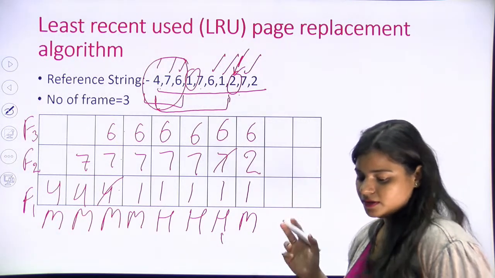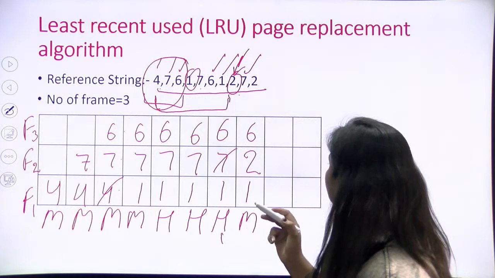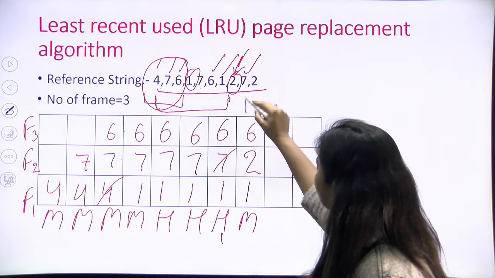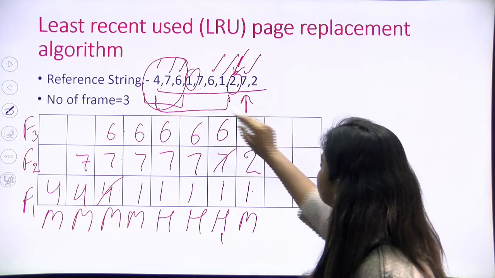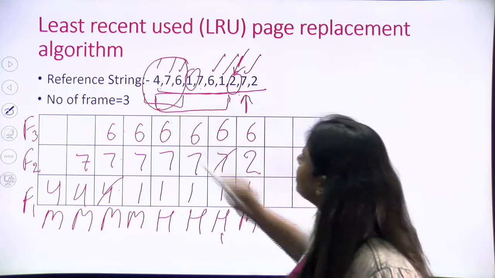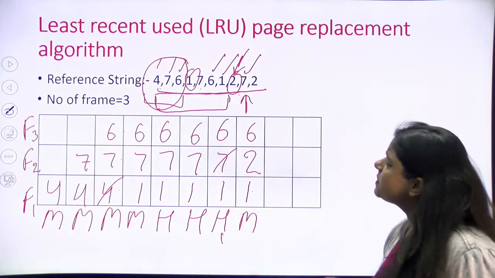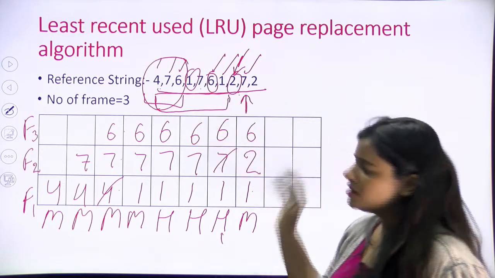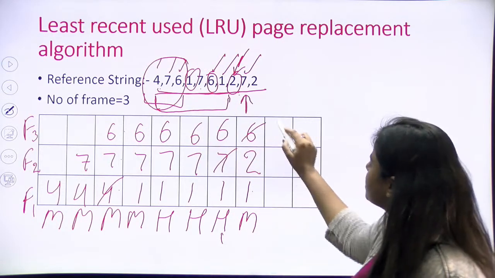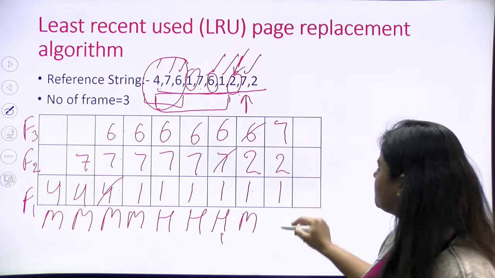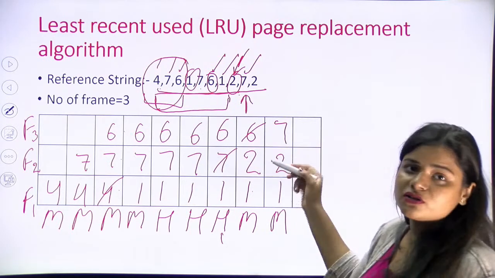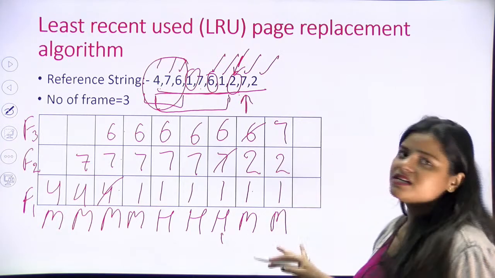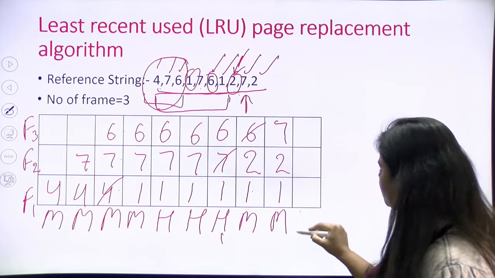Yes, Riya, Tarun, you are saying 6. Why? Because we are going to put 7, and among 1, 2 and 6 in my least recently used page replacement algorithm, among 6, 1 and 2, see 6 is at the least position. That's why I will remove 6 and put 7 over here. So this is a page miss again, because 7 was not present inside the main memory. Now I am having 2. 2 is already present inside the main memory, hence it is a page hit.